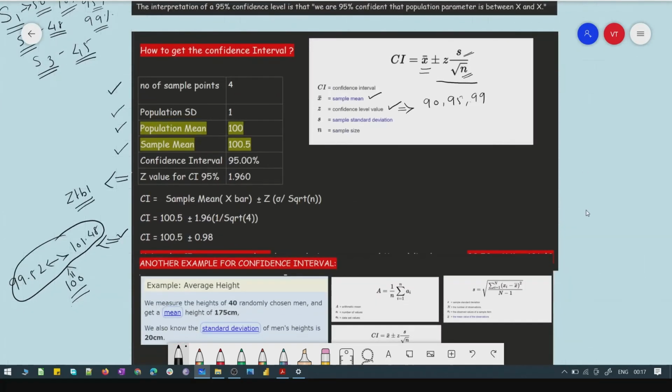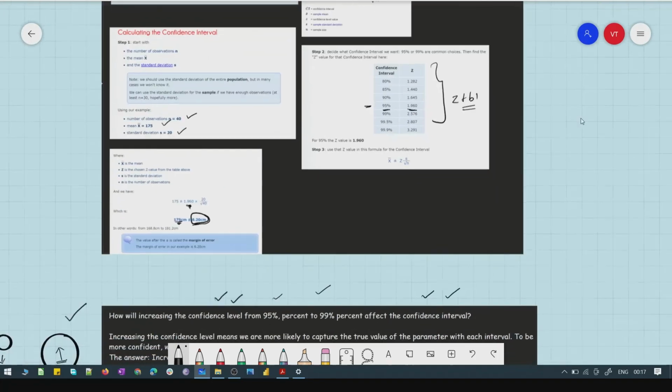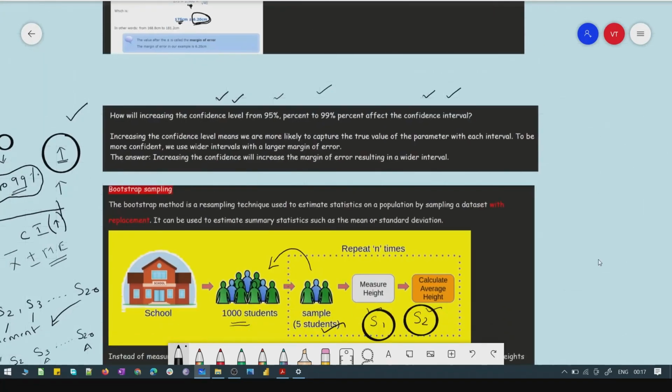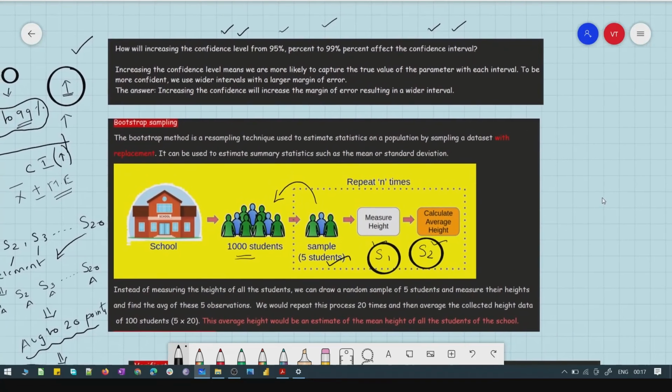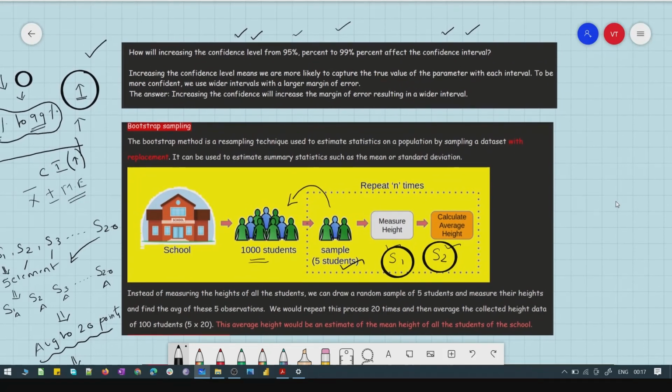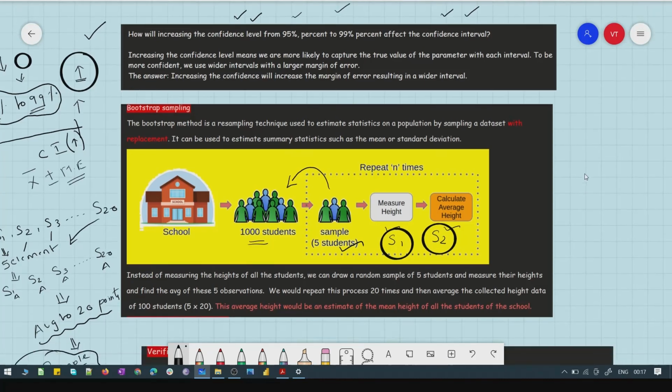We saw two different examples. After that we went into bootstrap sampling, where we discussed how it works: you look at the population, you don't measure all of it, but you take a sample, you measure the height, and then determine the average. Then you repeat the same process again and again for different samples, and every time you repeat it, you put these sample elements back into the population. This is your bootstrap sampling process, right?